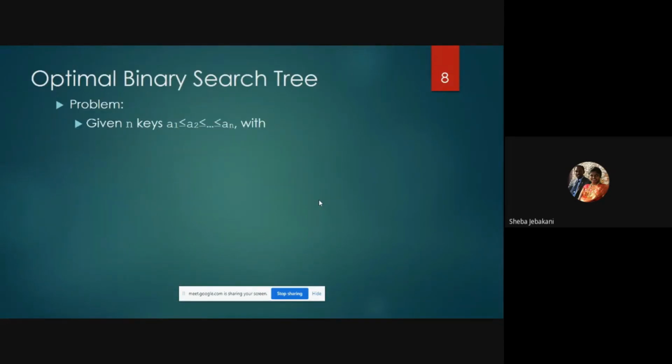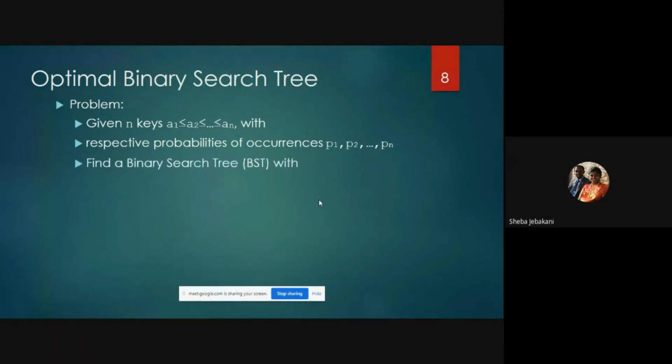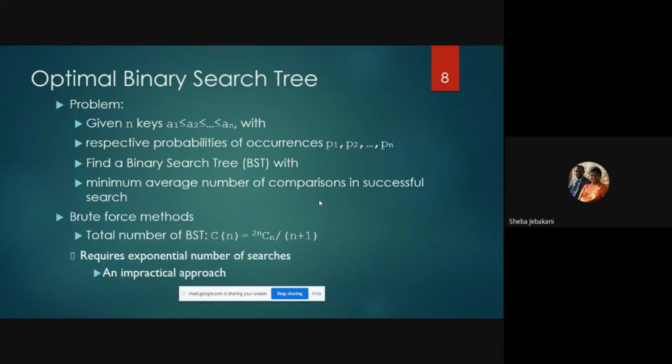So given n keys with respective probabilities of occurrence, that is, how many times each and every key occurs, we need to find a binary search tree with the minimum average number of comparisons in a successful search. That is, we need to have the minimum number of comparisons before we can come to the price that we wanted to see, or the word whose translation we wanted to see. So the brute force method basically goes for an exponential number of searches, and it is very impractical to implement.